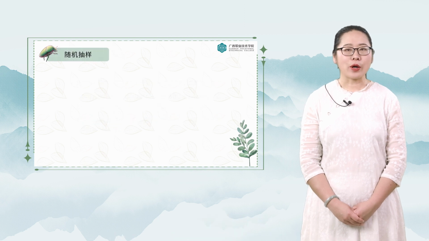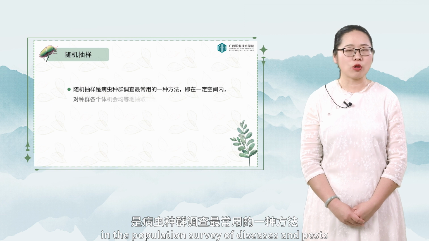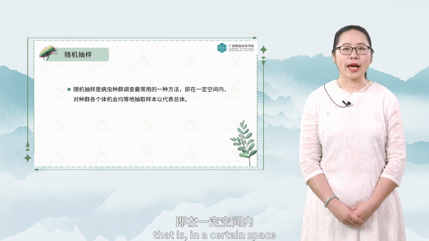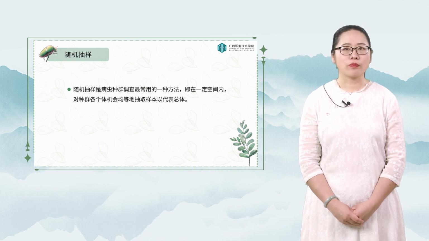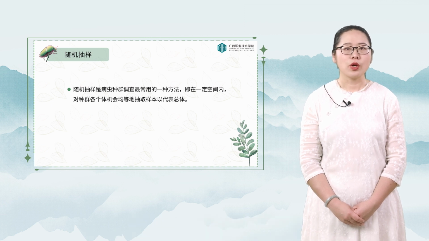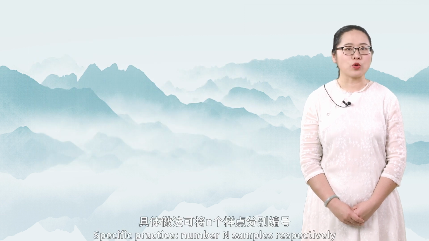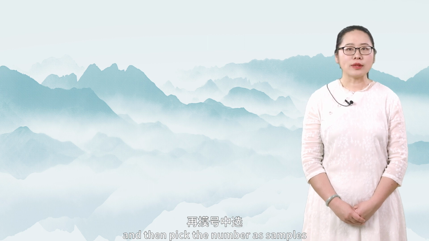Random sampling is one of the most commonly used methods in the population survey of diseases and pests, that is, in a certain space, the individuals of that population are equally likely to be sampled to represent the population. Specific practice: number n samples respectively, and then pick the numbers as samples.